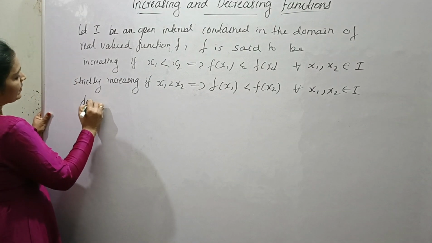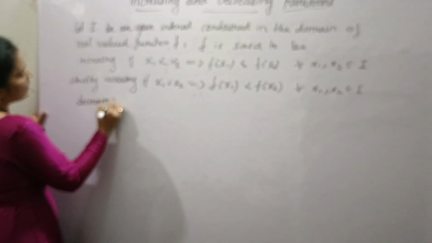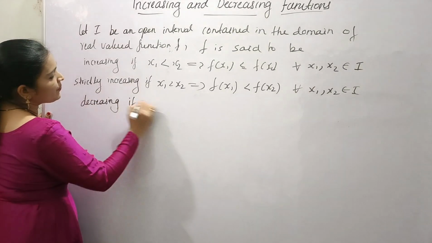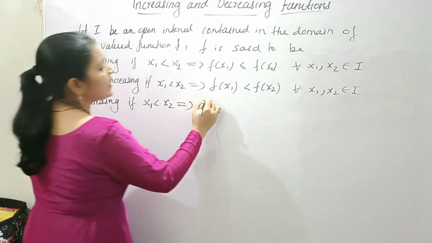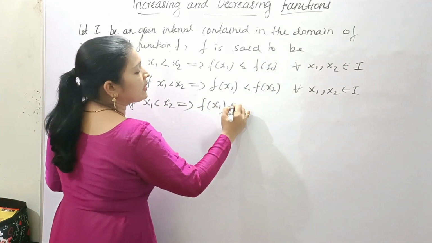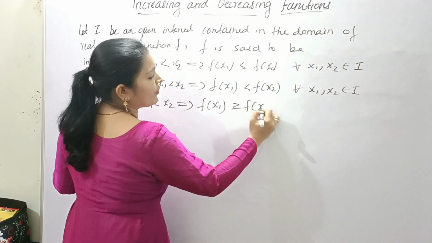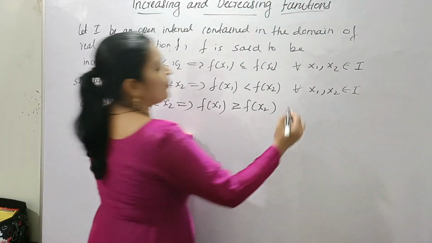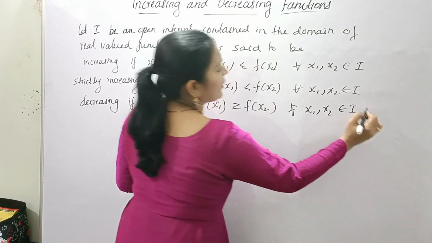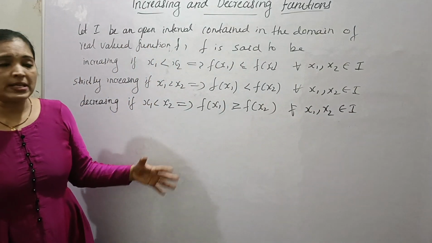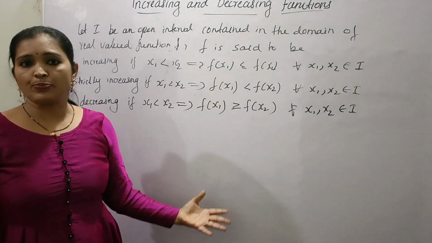Next, decreasing. F is said to be a decreasing function if x1 less than x2 implies f of x1 greater than or equal to f of x2, for all x1, x2 belongs to I. Decreasing function means, see, with examples we have already explained.